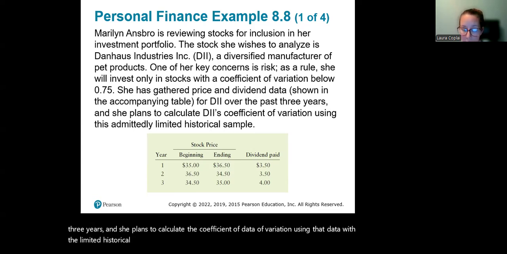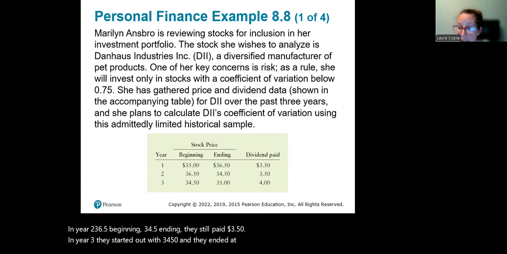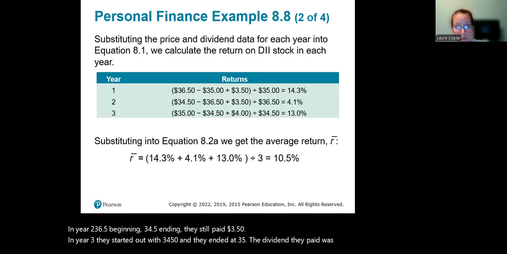So in year one, the stock price beginning was 35, ending 36.5. The dividend they paid out was $3.50. In year two, 36.5 beginning, 34.5 ending, they still paid $3.50. In year three, they started out with 34.50 and they ended at 35. The dividend they paid was $4 then.